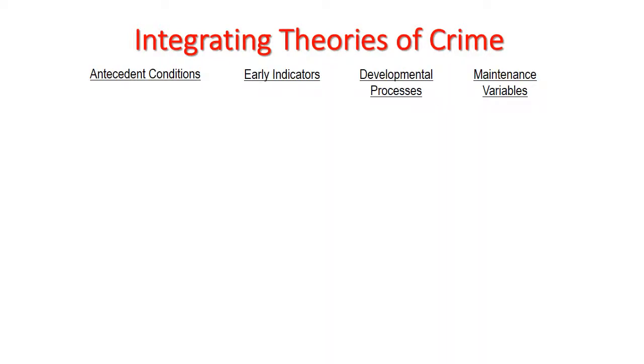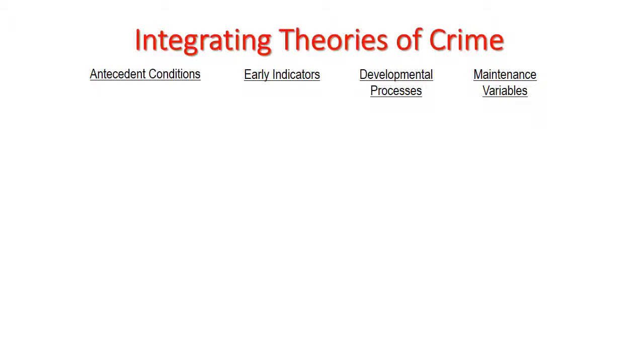In this next slide, we're going to try and see how these different theories can be integrated to actually help us develop an overall understanding of criminal behaviors. What you will see on the slide is basically four different columns that explain different things. I'm going to explain each column in turn first. In the first column, we have antecedent conditions. That is the conditions that are already in place before even the earliest indicators of deviant behaviors appear.